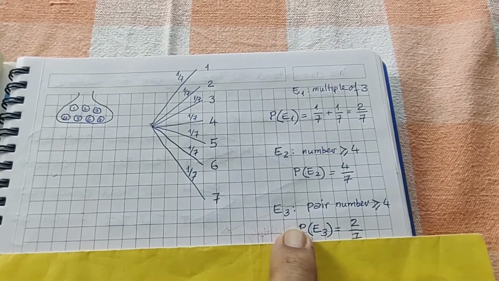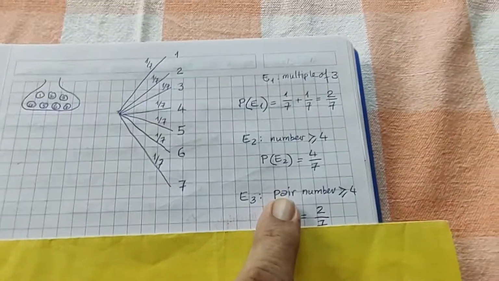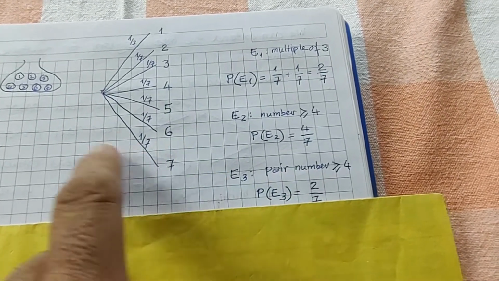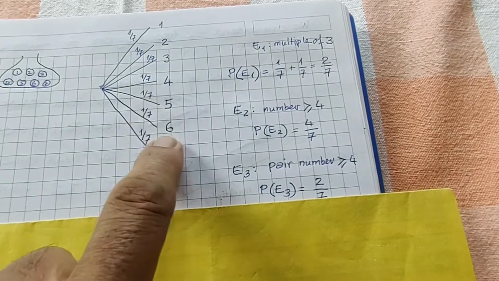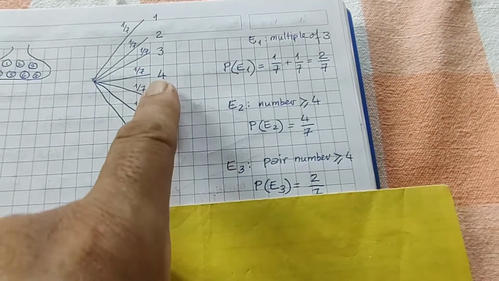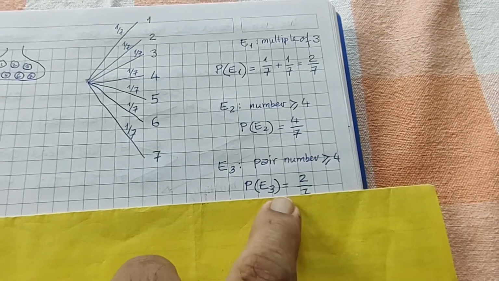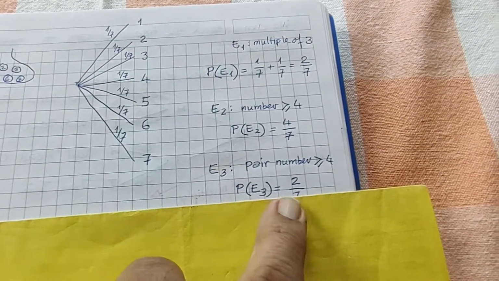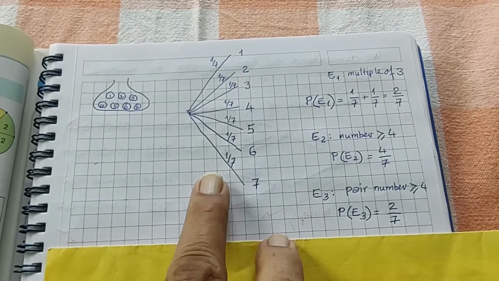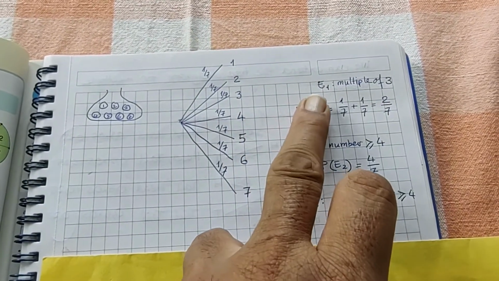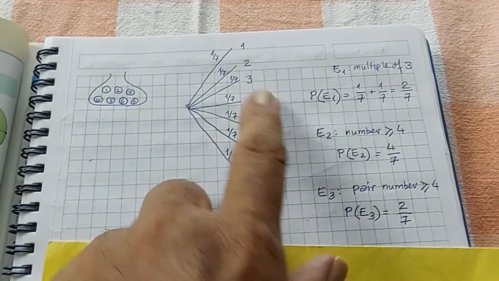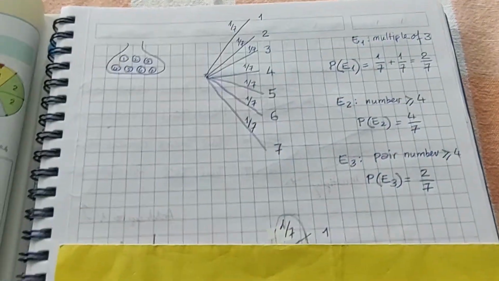And the final question I'd asked you was E3, defined by an outcome which is an even number greater than or equal to 4. So in that case, again, you have only this outcome and this outcome which satisfy the event. That is, if you get 4 or if you get 6, so again you will get only 1/7 plus 1/7, which is again 2/7. So in this case, what we have done is we have defined events in terms of outcomes and then calculated the probability. But in the middle, we have also drawn the probability tree.